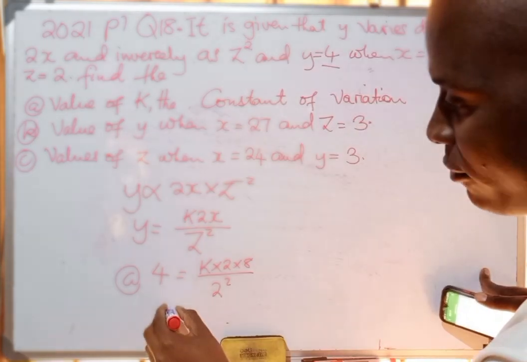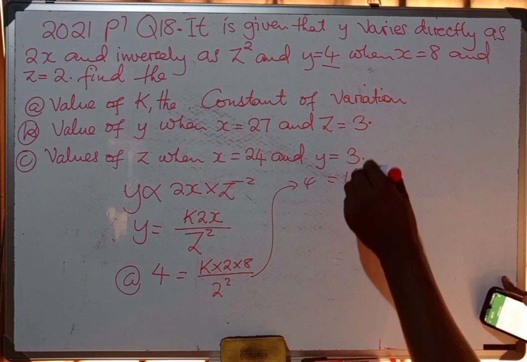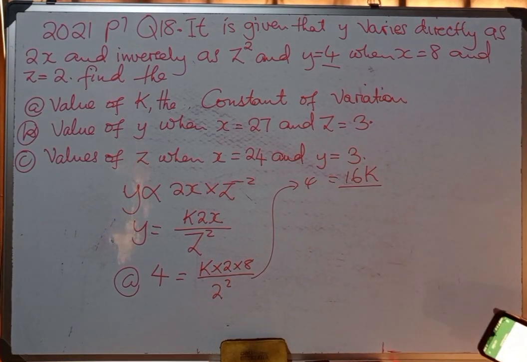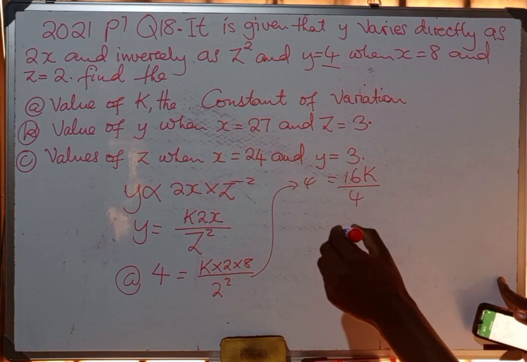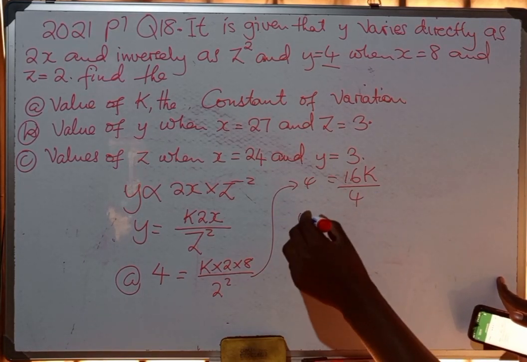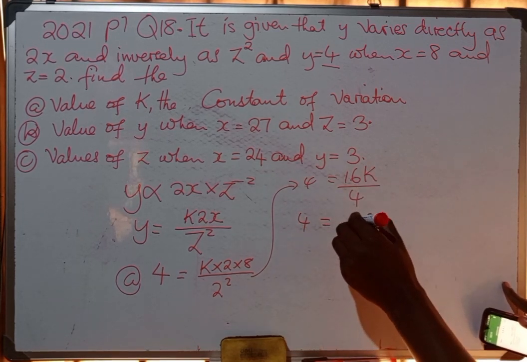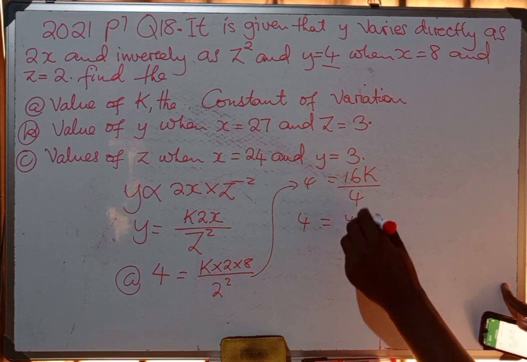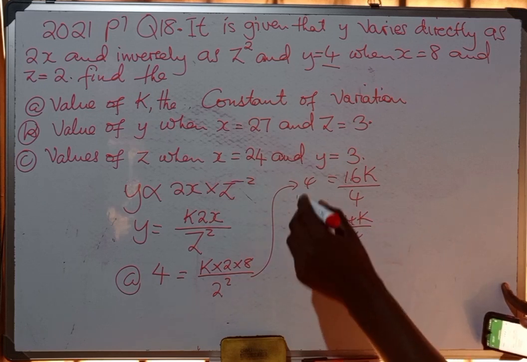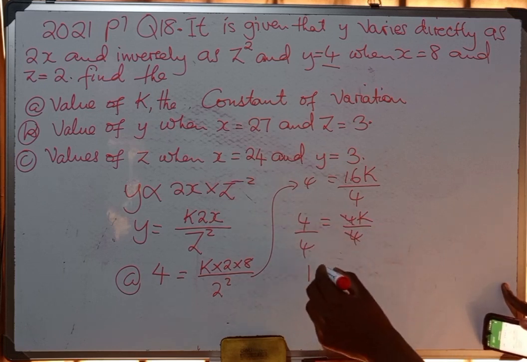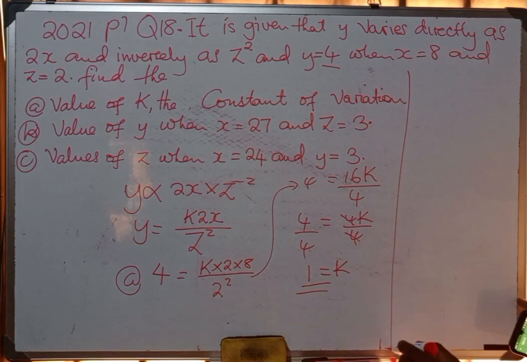So we are going to have 4 is equal to 16k over 4, because 2 times 8, the answer is 16. So we have 4 is equal to 4k, because 4 can go into 16, the answer will be 4. So it will be 4k over 4, and we divide the other side by 4. So the value of k is equal to 1. 1 is the constant of variation.